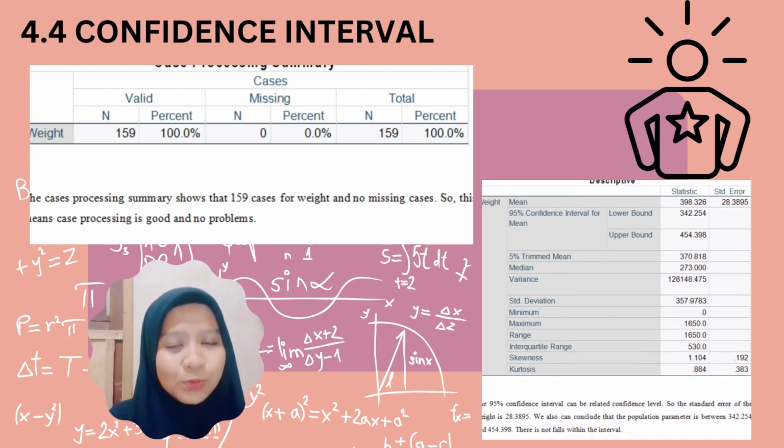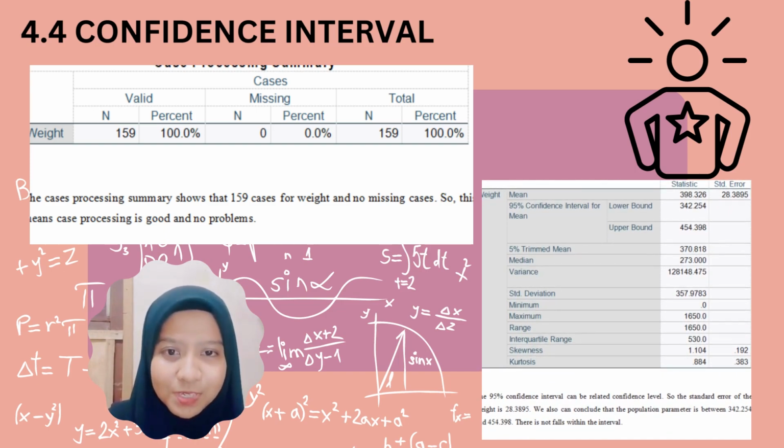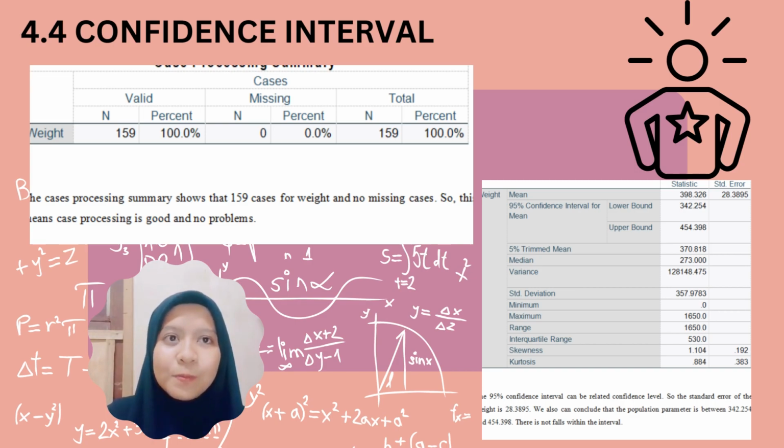Okay, Assalamualaikum warahmatullahi wabarakatuh. My name is Amira Sofia binti Metrizal. My matric number is A22A0271. Next, I will present my part, 4.4 confidence interval. In statistics, a confidence interval is the range of values in which a population parameter falls for a given portion of time. So, I did research about the case processing summary.